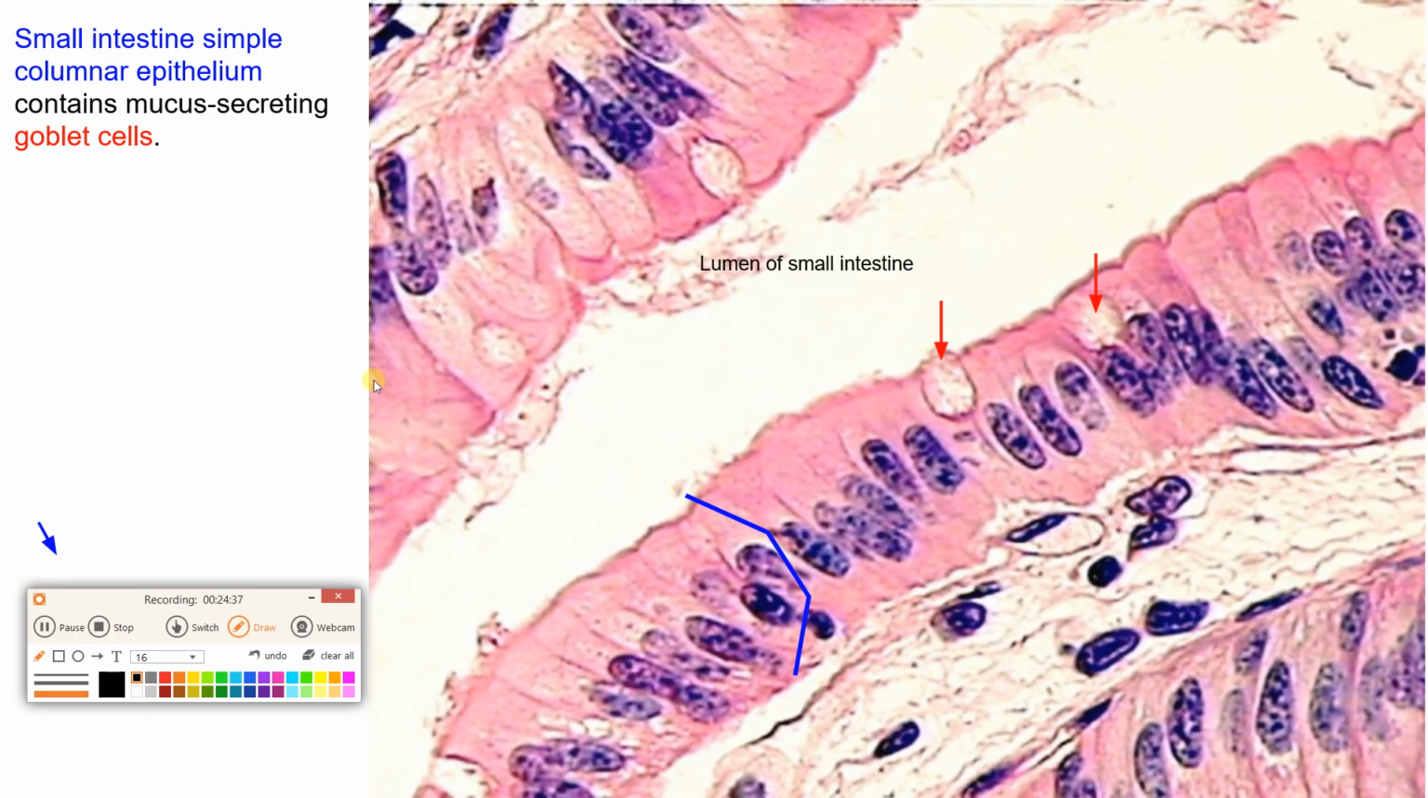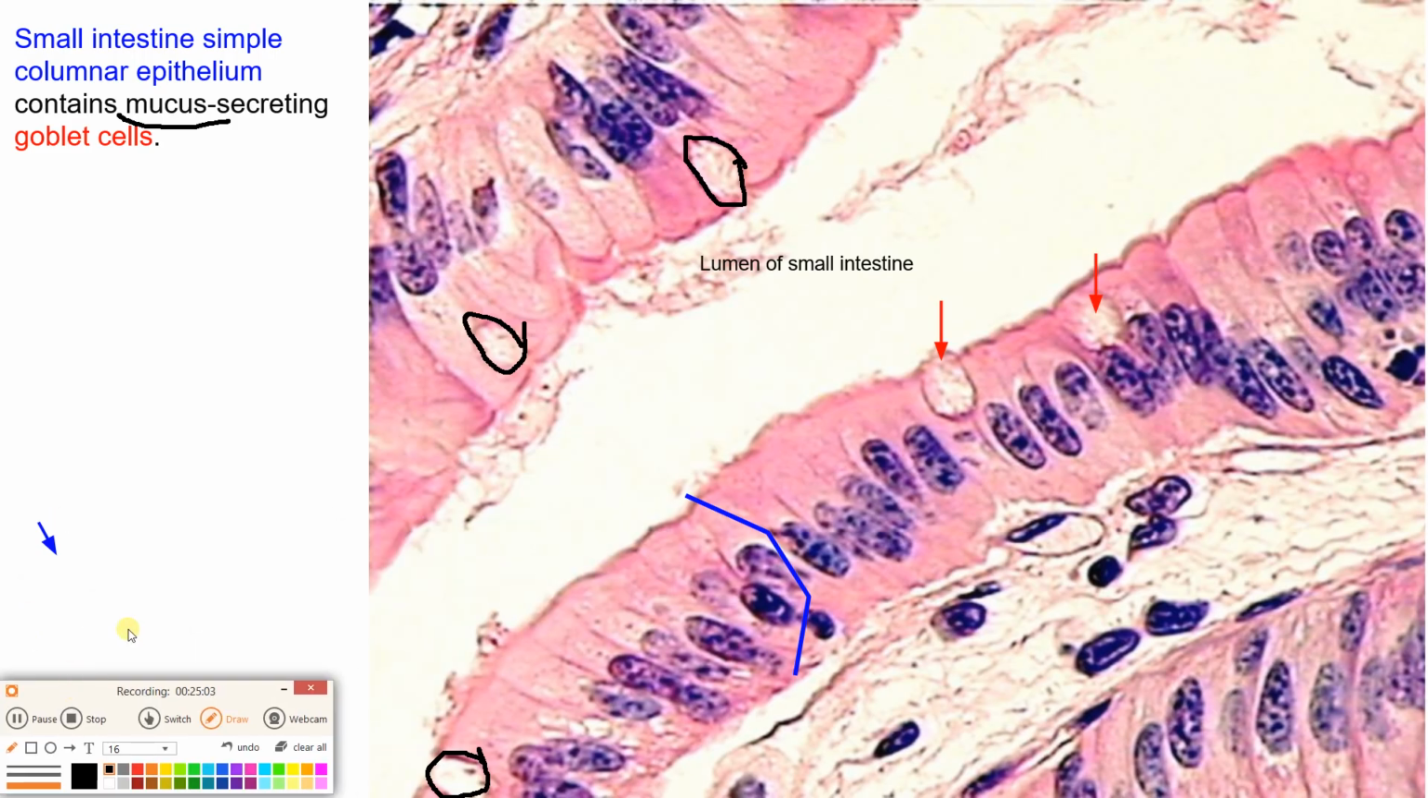And in this particular picture, we see some other cells besides the simple columnar guys. These guys, and I've got a couple labeled with the red arrows there. These are goblet cells. Goblet cells make mucus. The mucus is going to be a lubricating mucus to help chyme slide along.